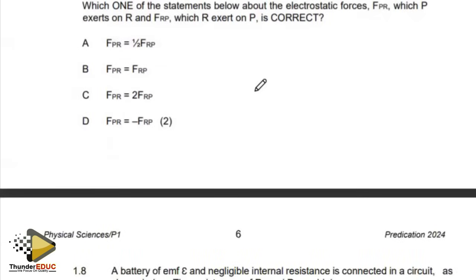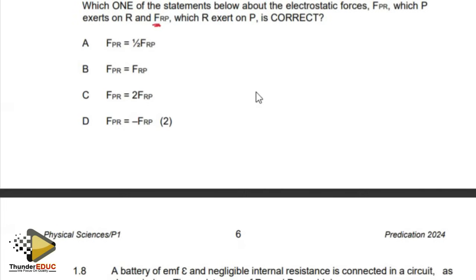Then 1.7, particles P and Q, as well as R, have charges of 2Q, separated by a small distance R. Which of the following statements about electrostatic forces, FPR, which P exerts on R, and FRP, which R exerts on P, is correct? So we're told particle P has a charge of Q, and particle R has a charge of 2Q. They're separated by this distance. They want us to tell about the forces between FPR and FRP.